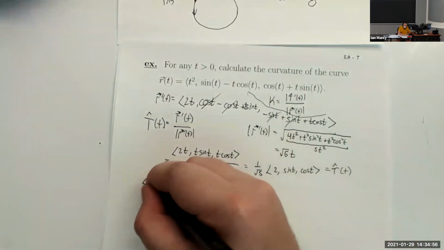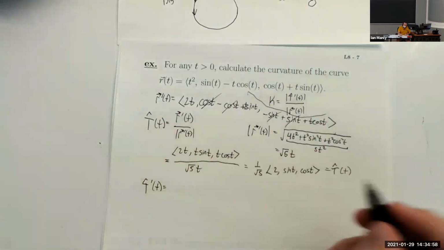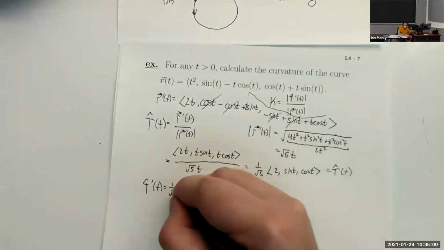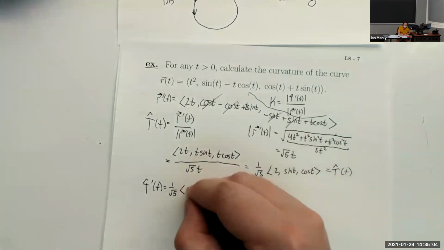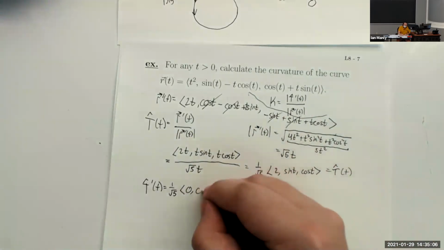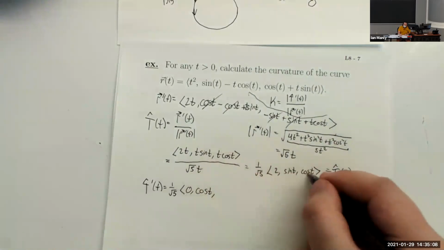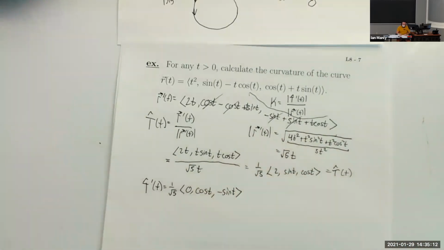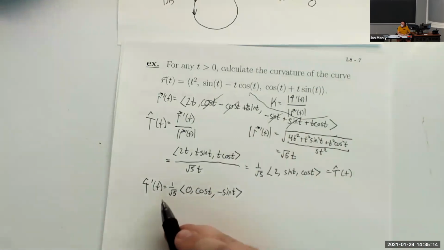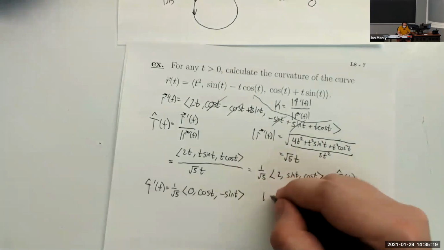So let's see, t hat prime, well, we're gonna have that constant there, 1 over root 5. The derivative of 2 is 0. The derivative of sine is cosine. And then the derivative of cosine is negative sine. All right. So now we need to find the magnitude of this right here.